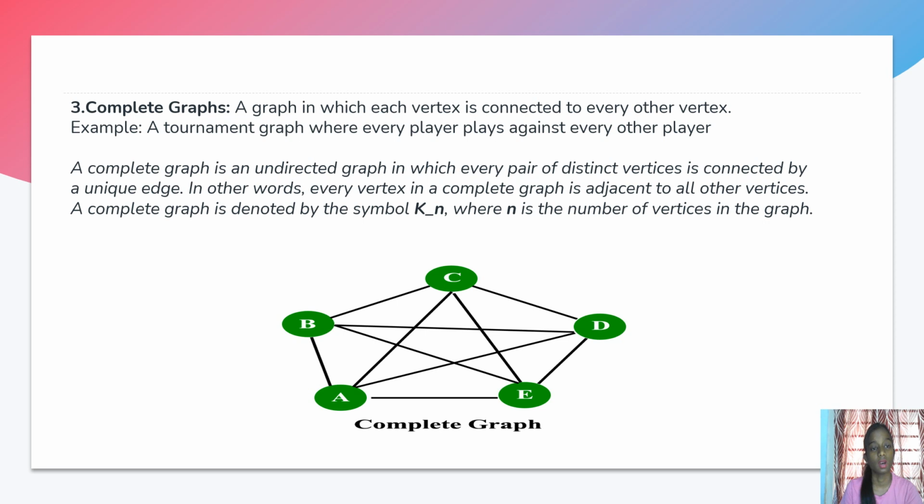Next, complete graph. We'll see what is a complete graph. In a complete graph, each vertex is connected to every other vertex. For example, a tournament graph where every player plays against every other player. A complete graph is an undirected graph in which every pair of distinct vertices is connected by a unique edge. In other words, every vertex in a complete graph is adjacent to all the other vertices, and a complete graph is denoted by the symbol Kn, where n is the number of vertices in the graph. So this is a complete graph.